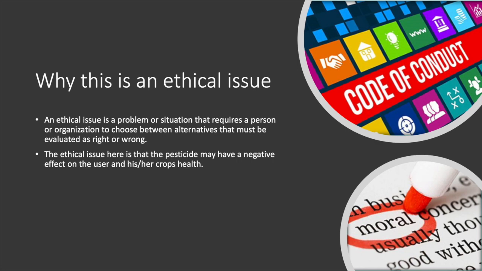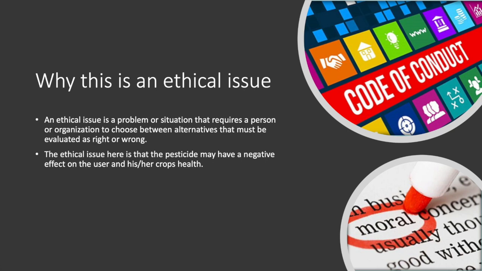The reason that this is an ethical issue is that she has the option to either tell her boss's superior about the issue, which would be the right thing to do, or say nothing and let the product be distributed, which would be the wrong thing to do. This is because the pesticide may have a negative effect on the user's crops and ruin it. This would lead to the user not producing adequate crops and so affect his or her income.